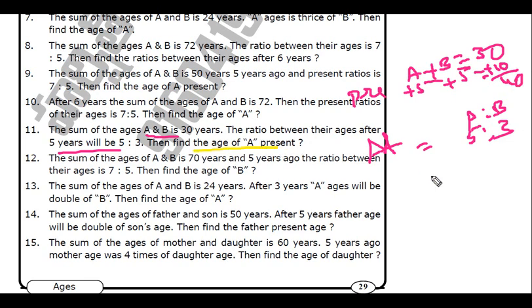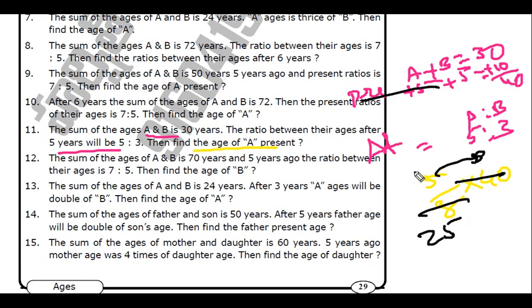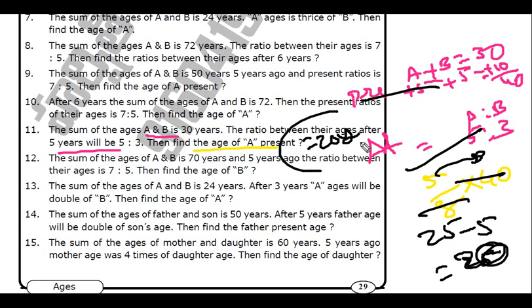Then find the age of A present. A's present is 5 by 8 into 40. 8 5 years, 5 5 years, 25 years after 5 years. You want present age of A, means 20 years. Present age of A is 20 years. This is 5 years after, that's why we have to subtract 5.